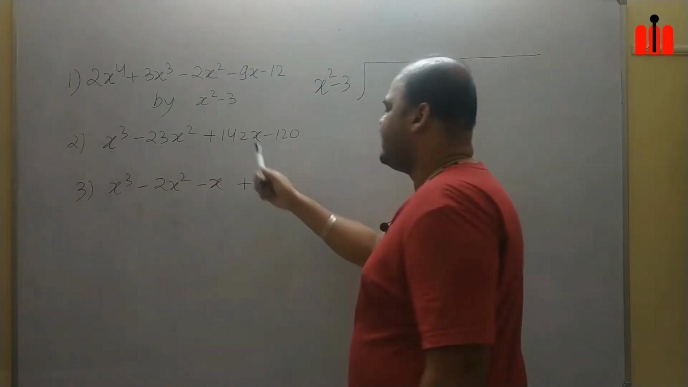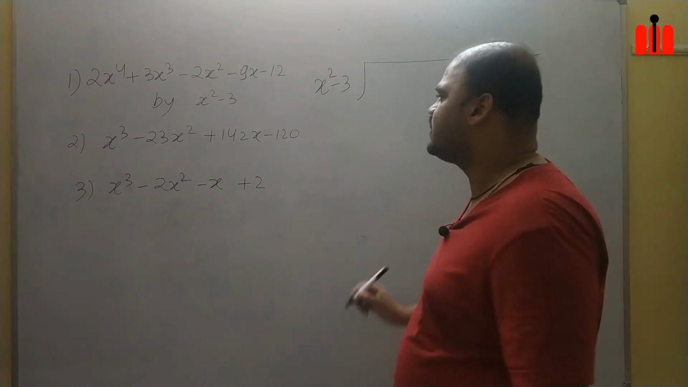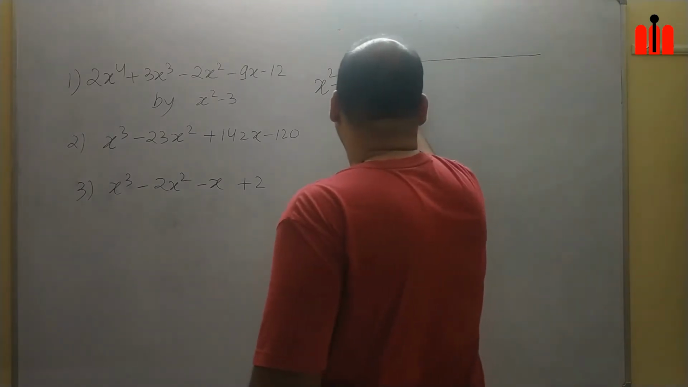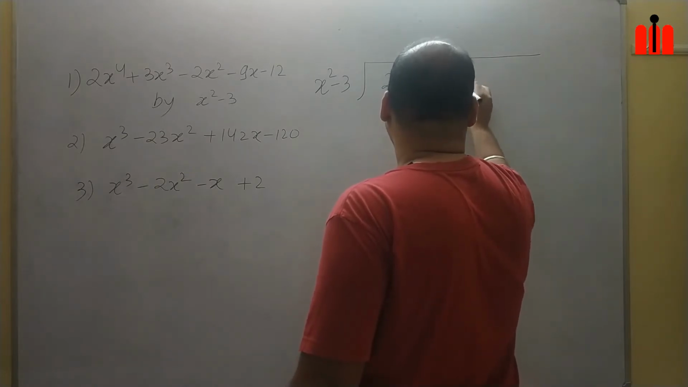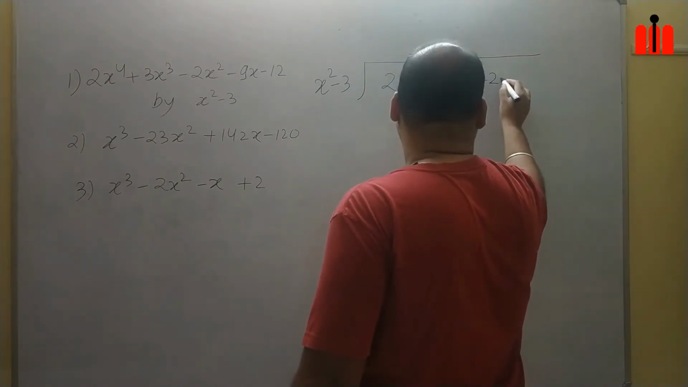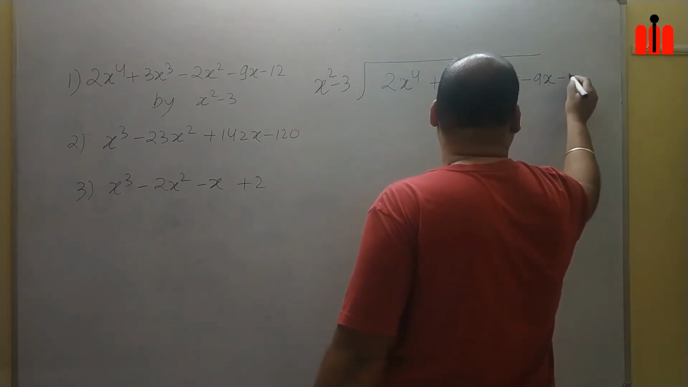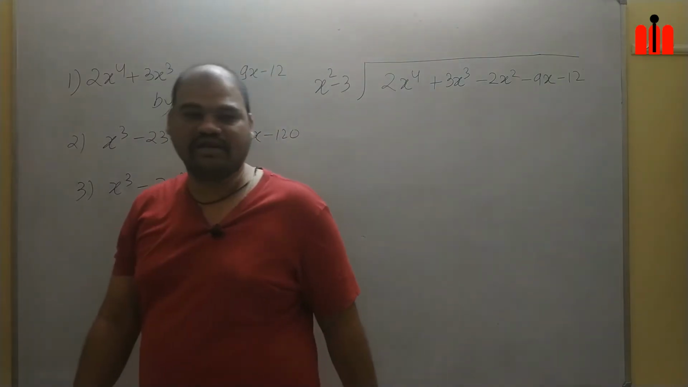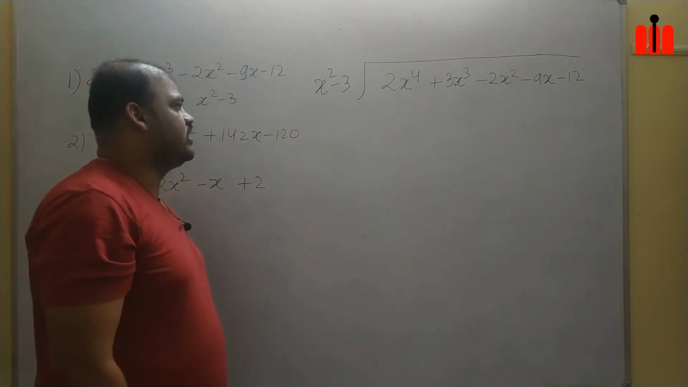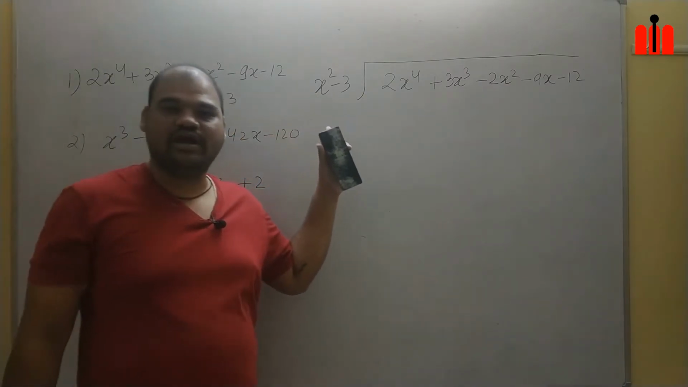For that, x square minus 3. So we will write x square minus 3 over here. We are dividing 2x to the power of 4 plus 3x cube minus 2x square minus 9x minus 12 by x square minus 3. First we have to match the x square terms.